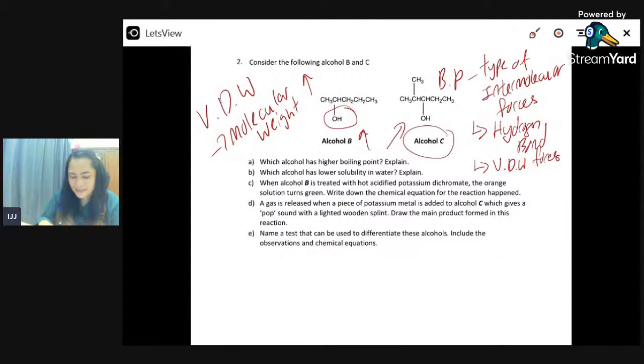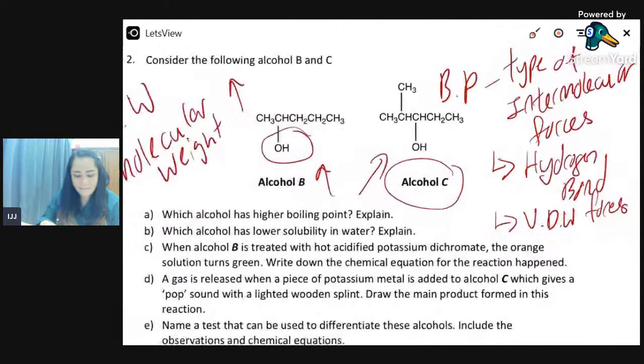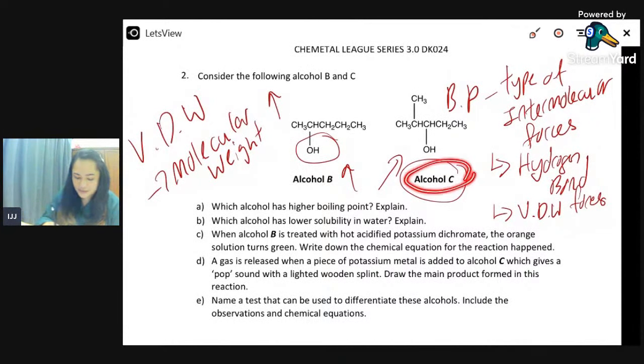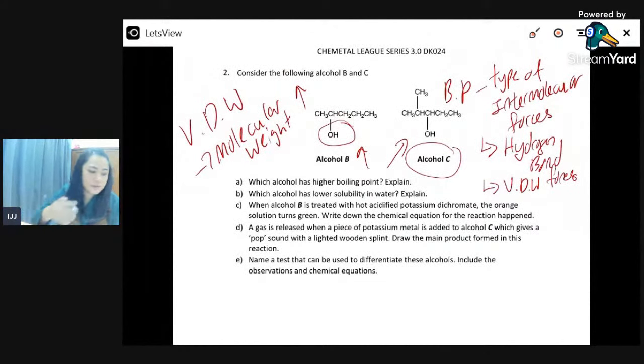So macam mana paling senang kamu mau tahu molecular weight siapa lebih higher? Kamu kira sahaja bilangan carbon. Okay, bilangan carbon. More carbon actually higher molecular weight. So if you count, alcohol C actually have more carbon. So that's why alcohol C actually have higher molecular mass. Then that's why alcohol C have higher boiling point. Okay, so higher boiling point because of the higher molecular mass and bigger surface area. So hence why you will have stronger van der Waals.